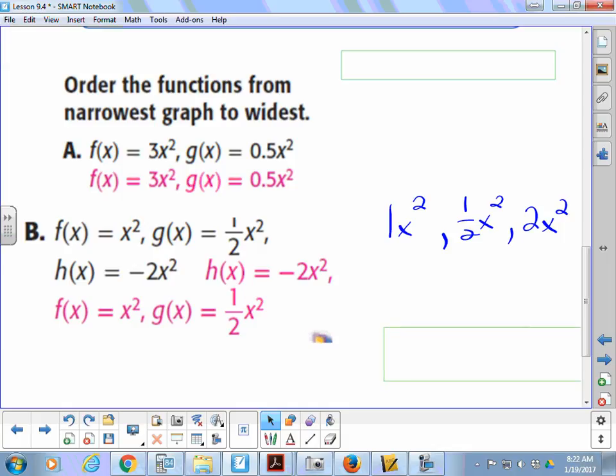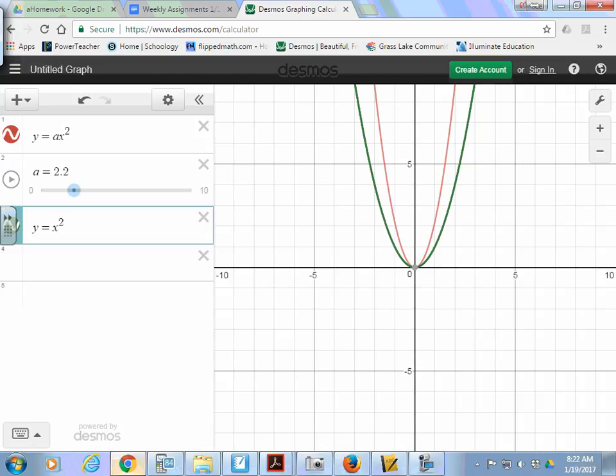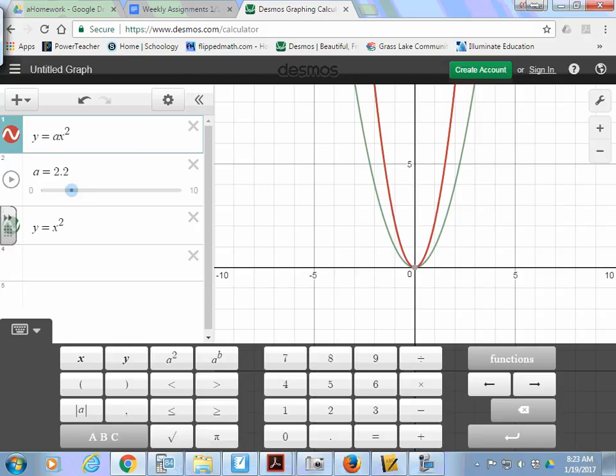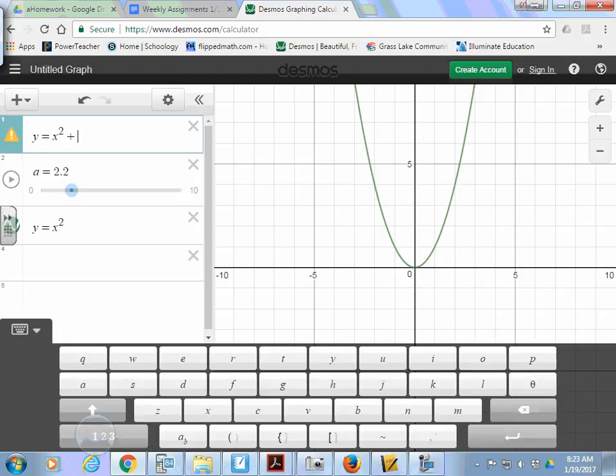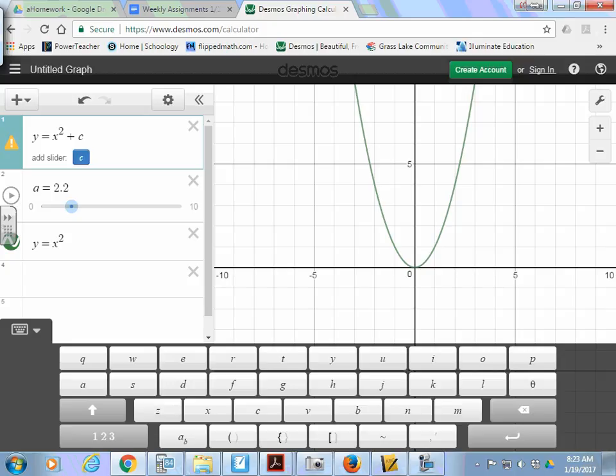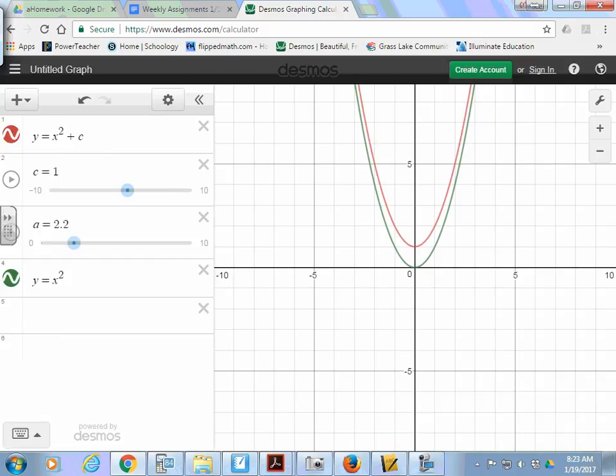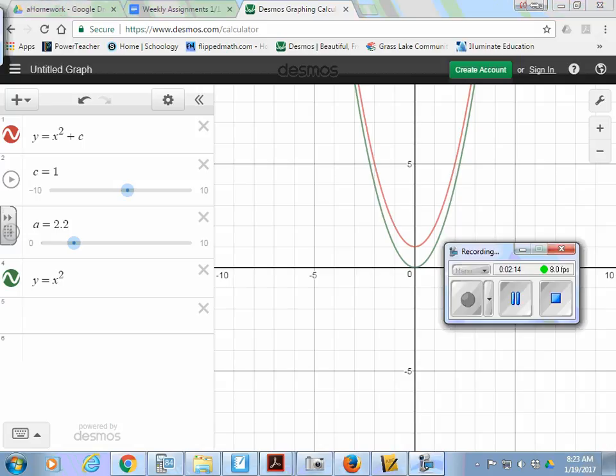Okay? All right, so let's go back to Desmos then, and we're going to look at changing this a little bit. So leave your x squared there, and go to your y equals ax squared, delete the a, and add c. So it's going to be x squared plus the letter c. Okay? And then we're going to make c a slider. All right? Look and see what happens as c changes.